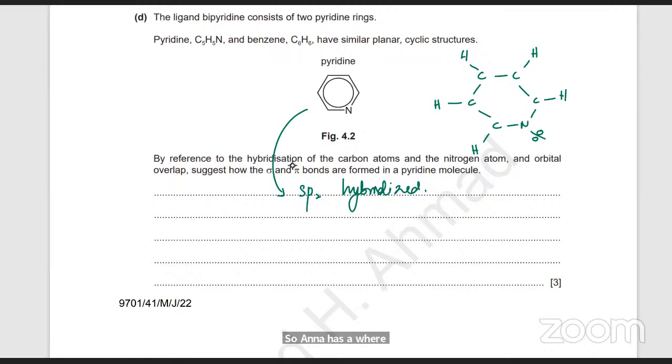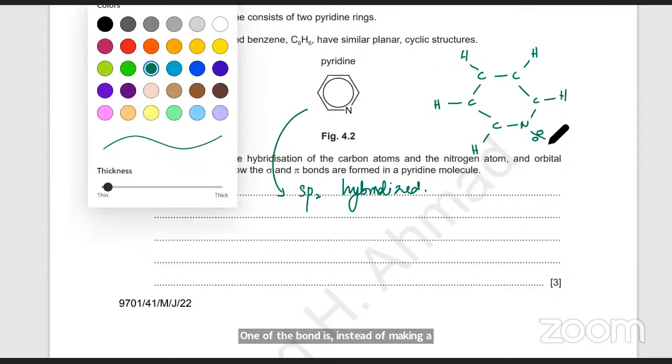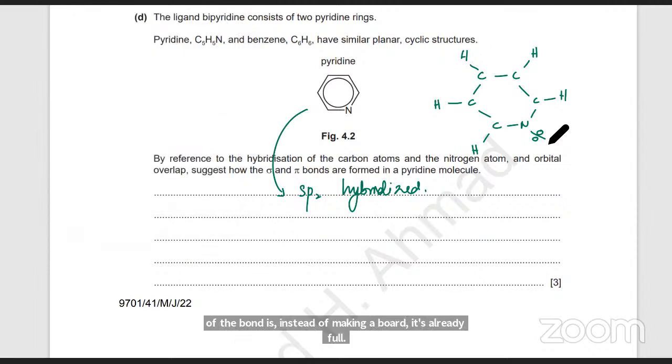N can accept an H plus one, but at the moment, there's nothing there. Okay, so N has a lone pair. But yeah, that carbon makes four bonds, but N makes three bonds. One of the bonds, instead of making a bond, is already full. So that's why it doesn't make a bond. Or if it makes a bond, it makes a dative bond.